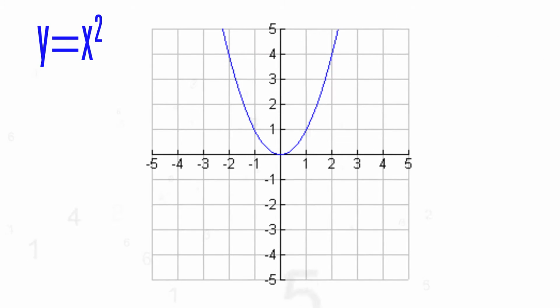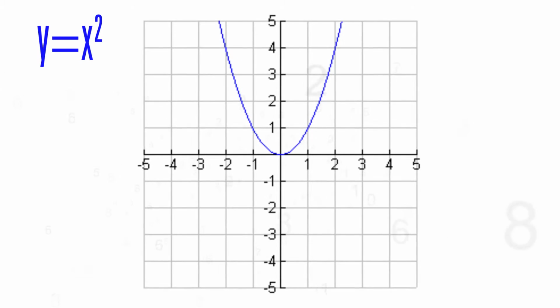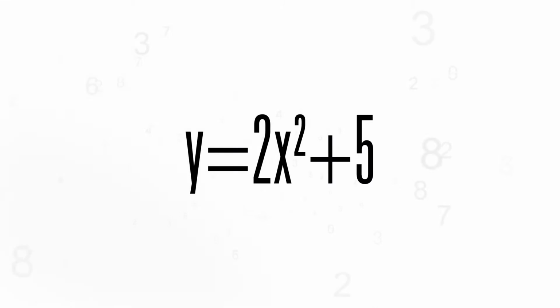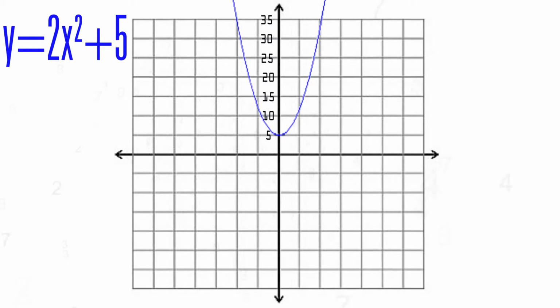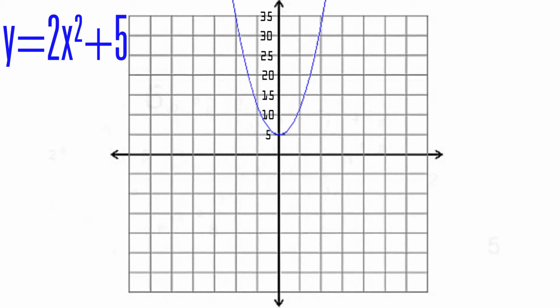Y equals x squared is a quadratic function. The graph is in the form of a parabola, and this function is in the most basic form. A common example of a quadratic function is y equals 2x squared plus 5, where if 2 is greater than 1, it gets compressed, and if 2 is less than 1, it gets stretched.